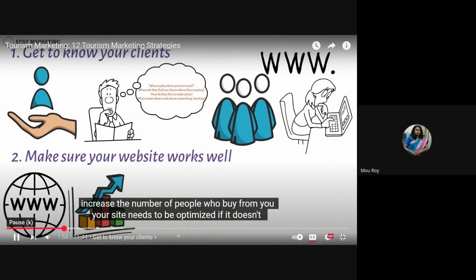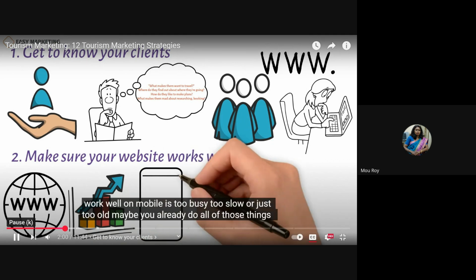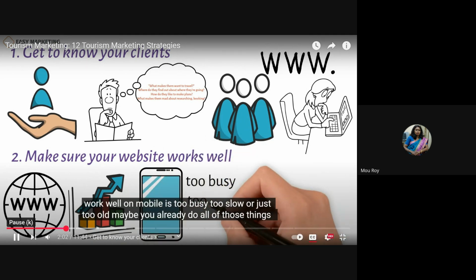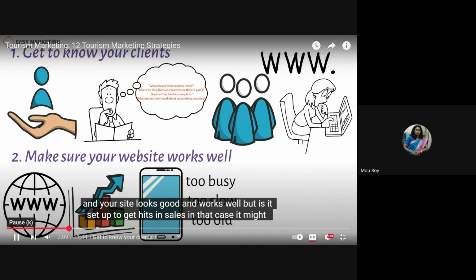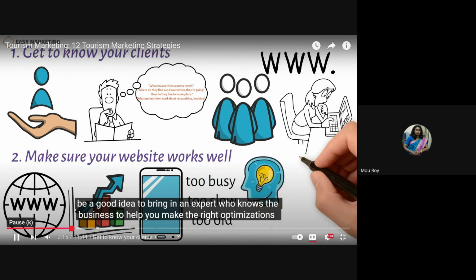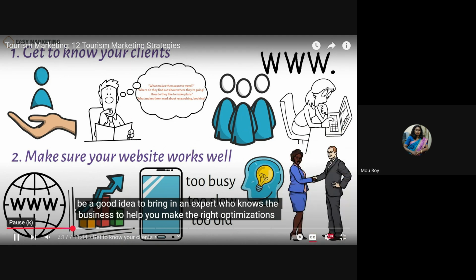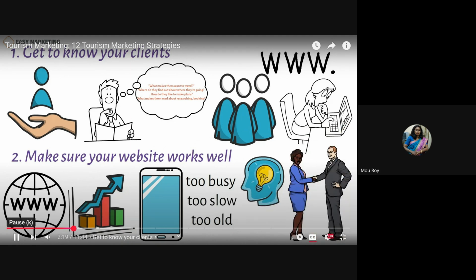Your site needs to be optimized if it doesn't work well on mobile, is too busy, too slow, or just too old. Maybe you already do all of those things and your site looks good and works well. But is it set up to get hits and sales? In that case, it might be a good idea to bring in an expert who knows the business to help you make the right optimizations.